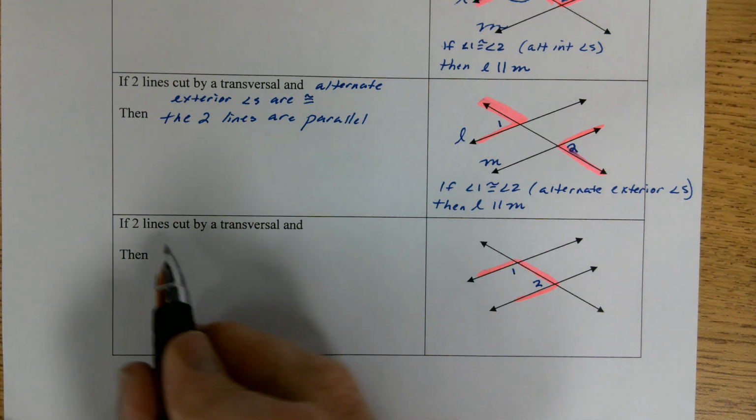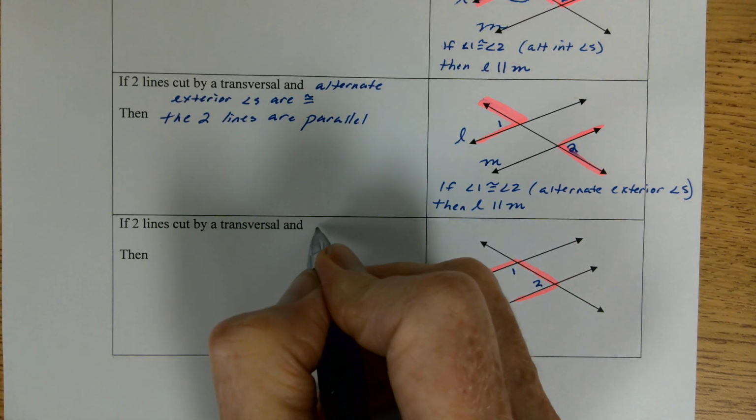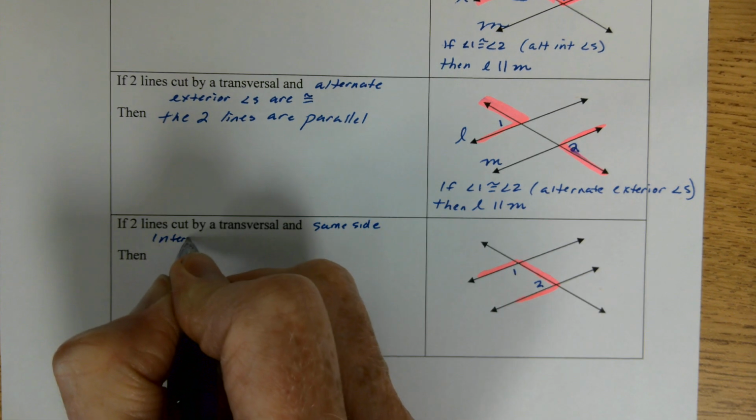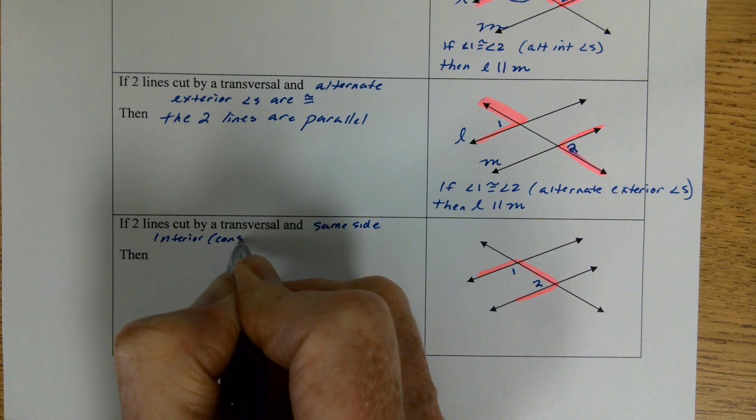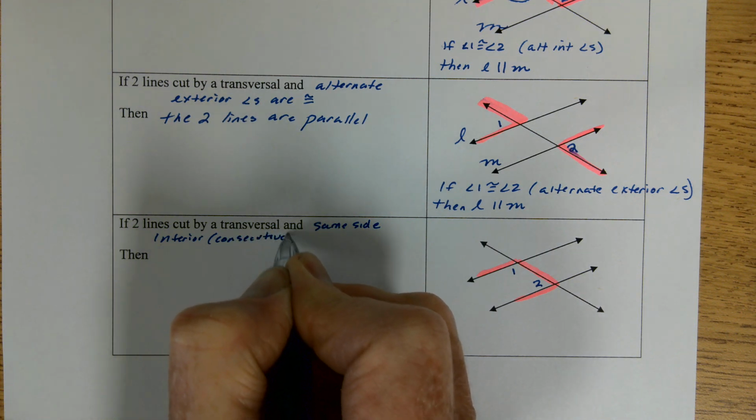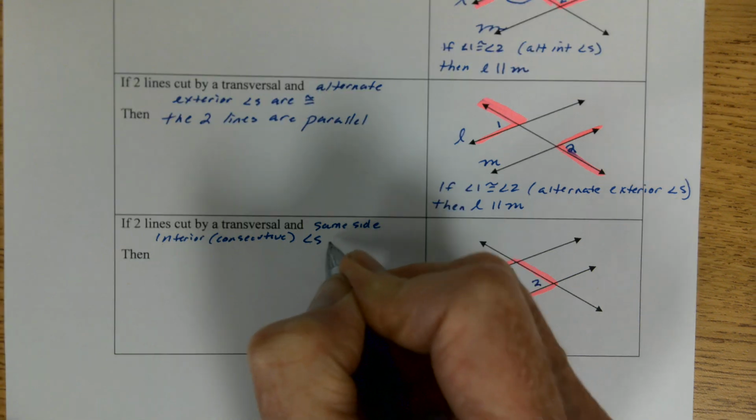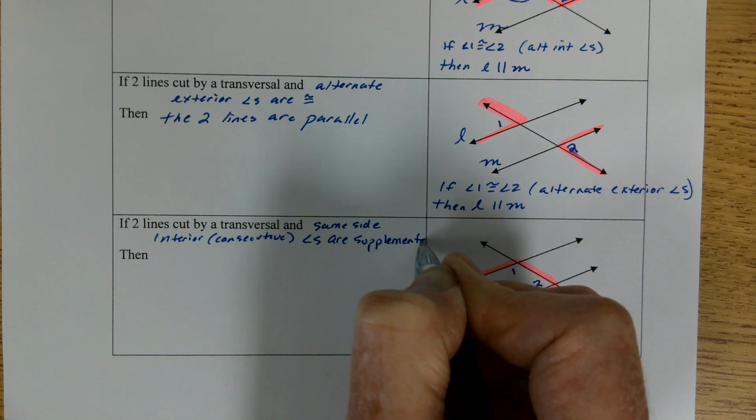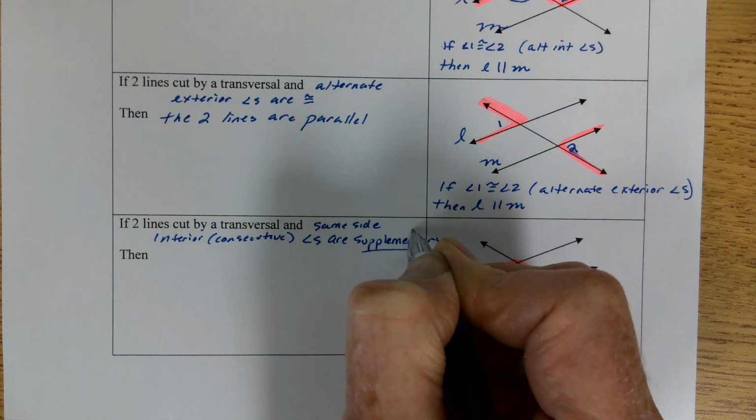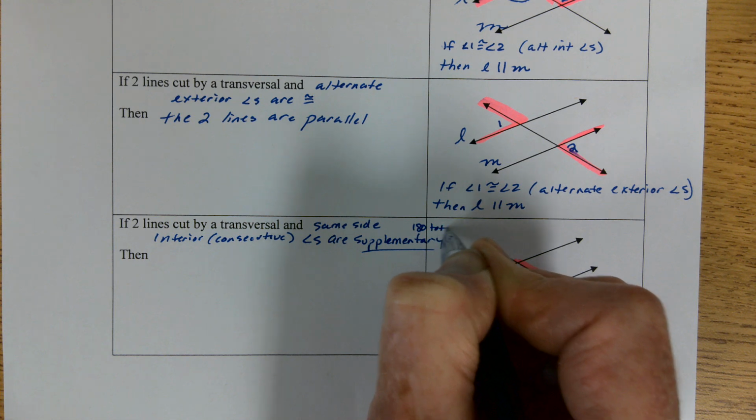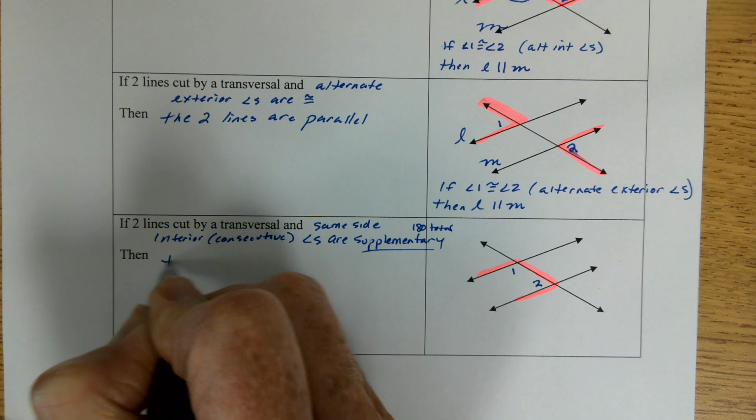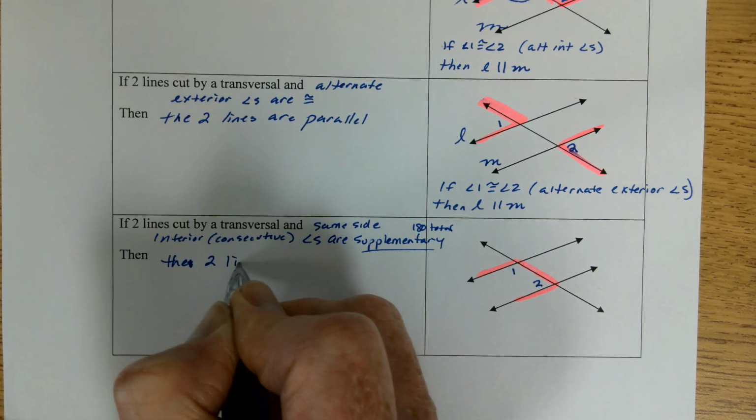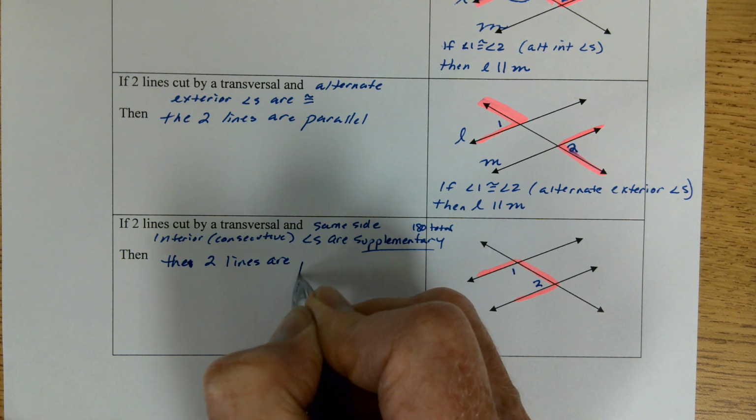So if the two lines are cut by a transversal and same side interior, that means consecutive, same side interior angles are supplementary. That's a big one. Remember, that means total is 180. 180 total. Then the two lines are parallel.